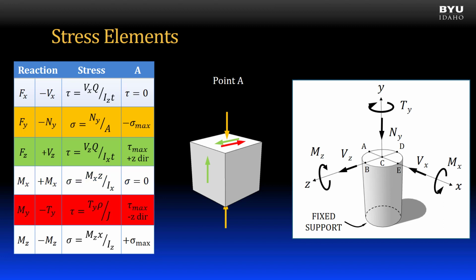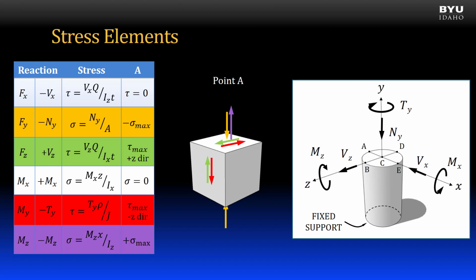Next is the torque about the y-axis. It causes shear stress in the negative z direction at point A. Again, I show it on all four faces. It is, to some degree, canceling out the shear stress acting in the positive z direction. I would include the magnitudes of the stresses on the element.